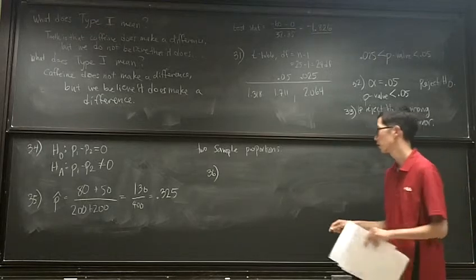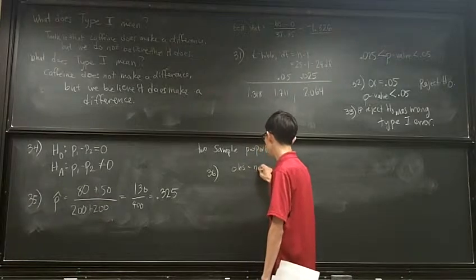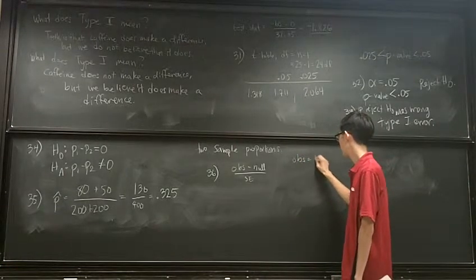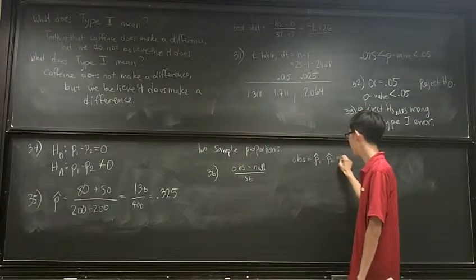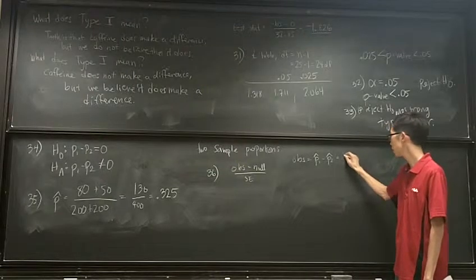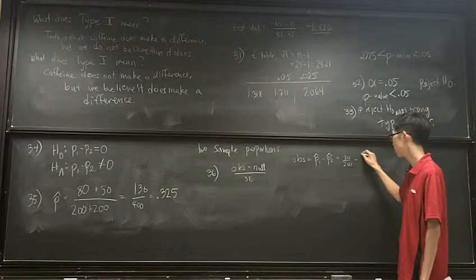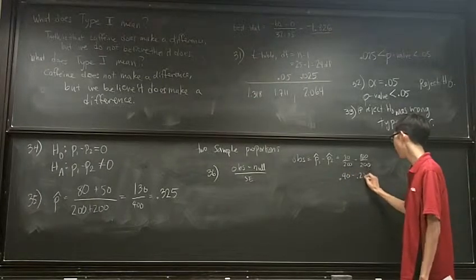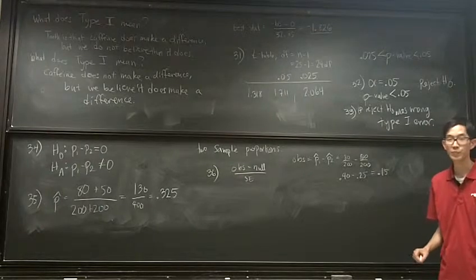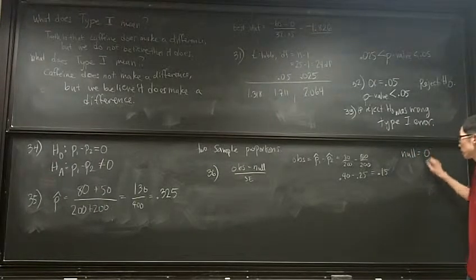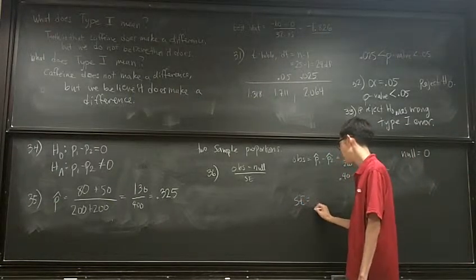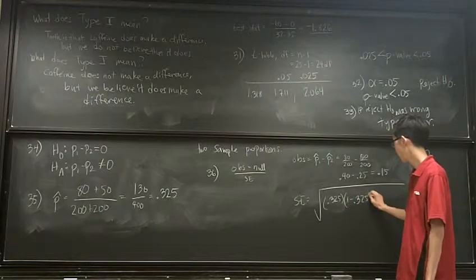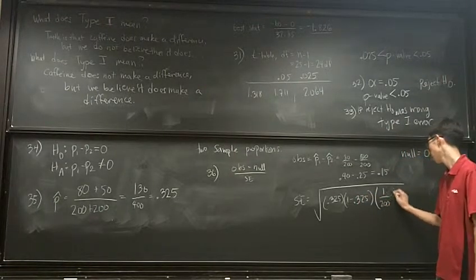What's our test statistic? Okay, so here we have to do observed minus null divided by the standard error. What is my observed difference? Yeah, P1 hat minus P2 hat. So P1 hat is 80 over 200 or 0.4, and P2 hat is 50 over 200, which is 0.25. So I have 0.40 minus 0.25, giving me a difference of 0.15. In the null hypothesis, we have 0, and my standard error is some crazy number. This thing: p hat times 1 minus p hat, divided by 1 over N1 plus 1 over N2.